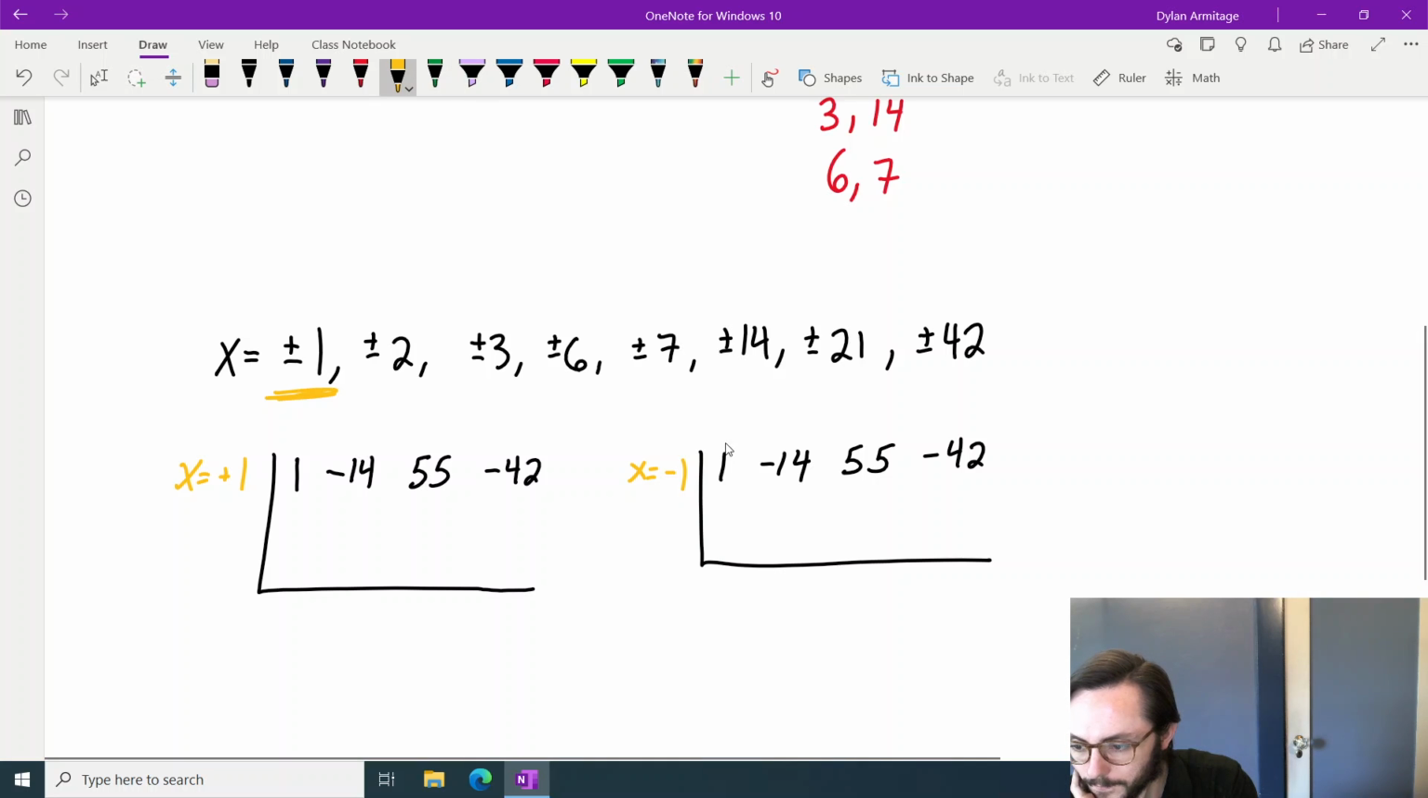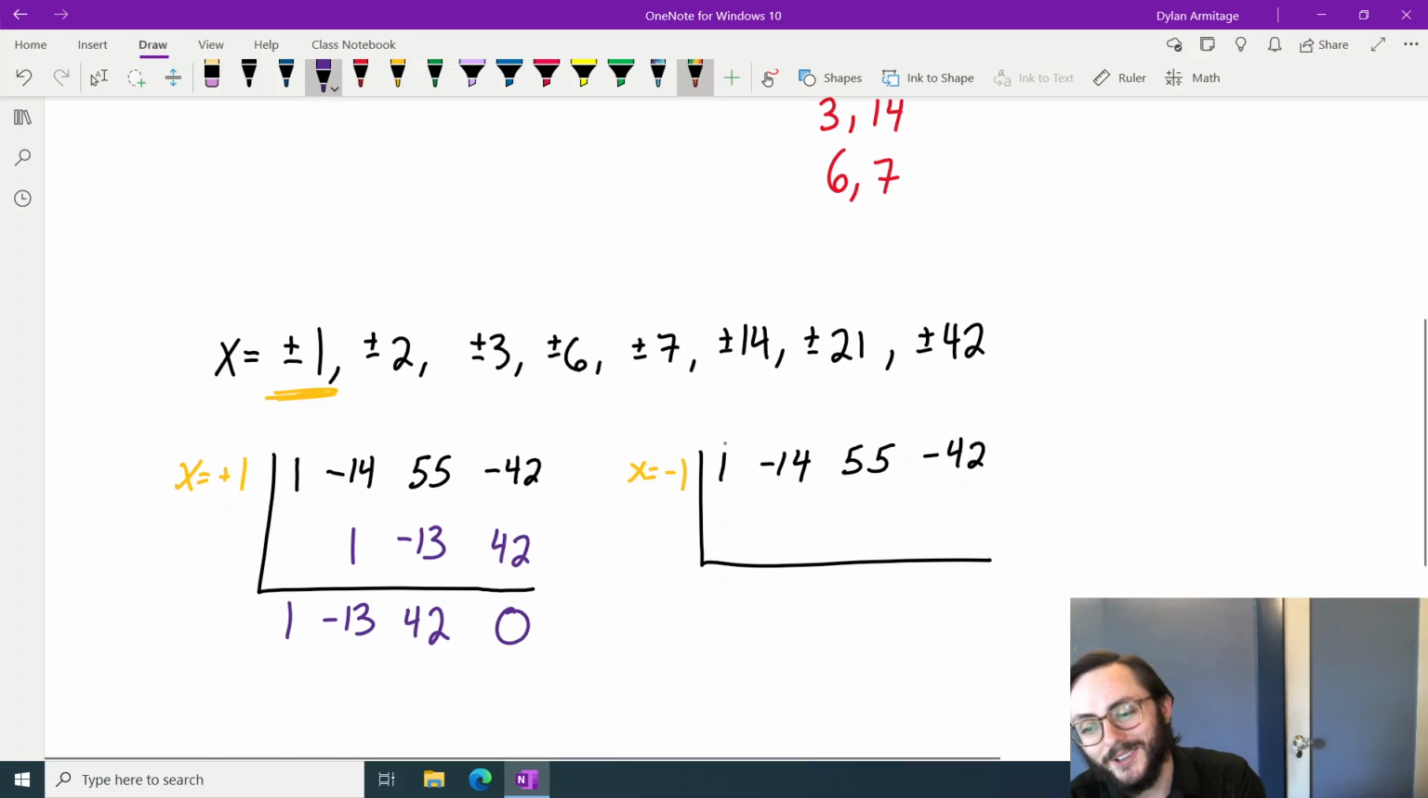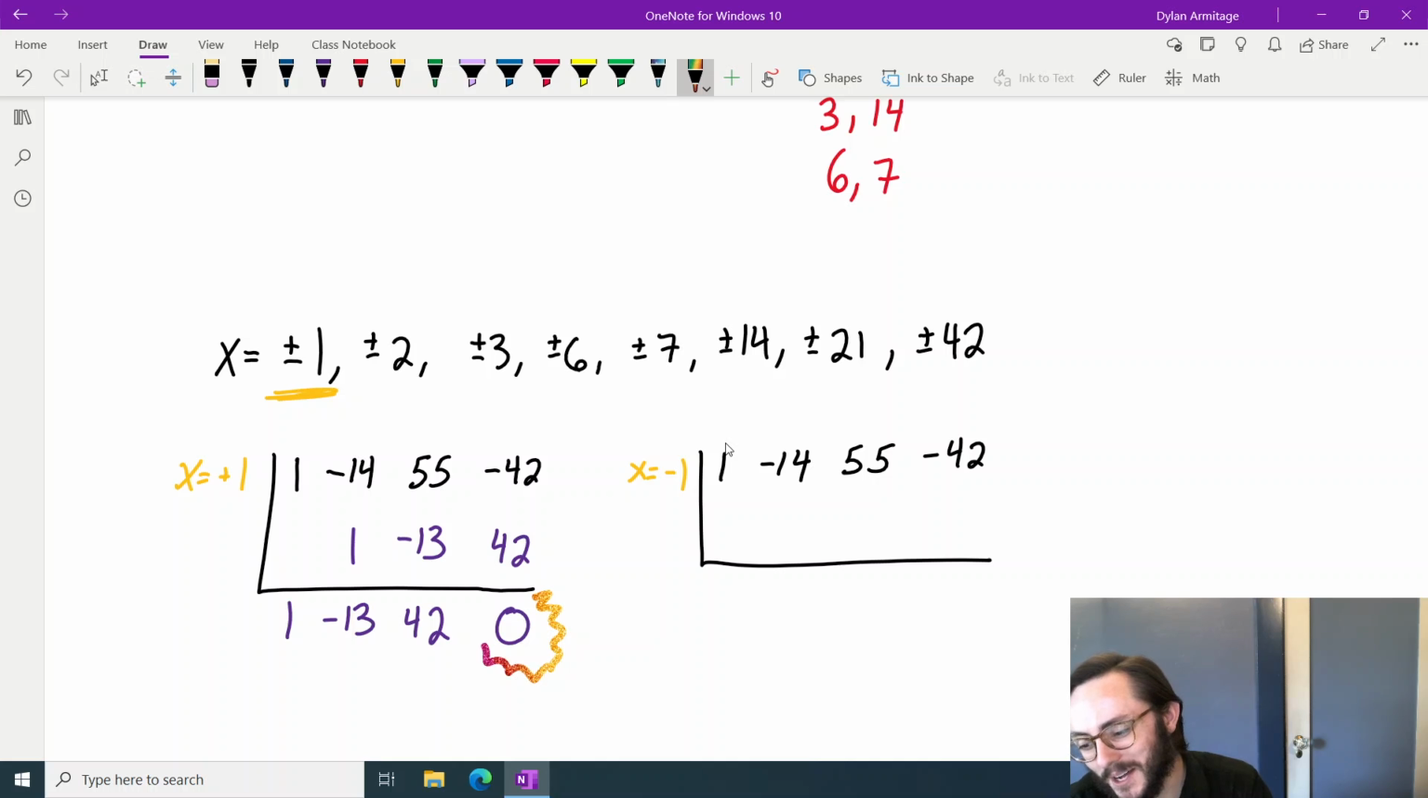Okay. So bring down the 1. 1 times 1 is 1. Negative 14 plus 1 is negative 13. Negative 13 times 1 is negative 13. 55 plus a negative 13 is 42. And 42 times 1 is 42, which is 0. Now, isn't that nice? We got a root right off the bat.